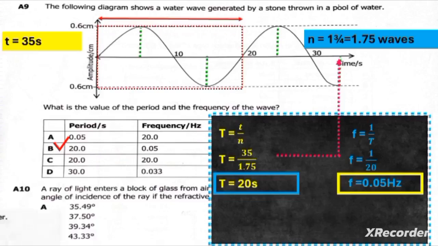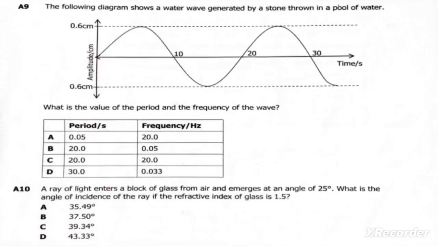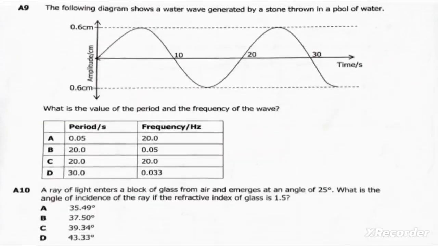Let us move to the next question, which is question A10. Question A10, a ray of light enters a block of glass from air and emerges at an angle of 25 degrees. What is the angle of incidence of the ray if the refractive index of glass is 1.5?